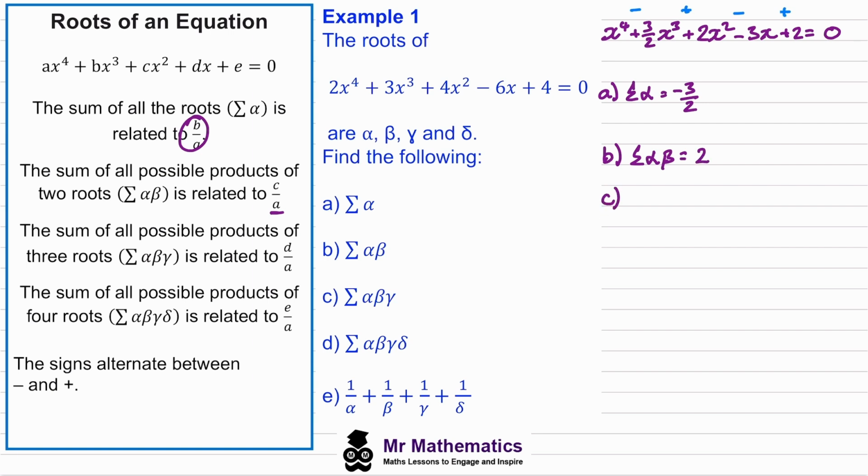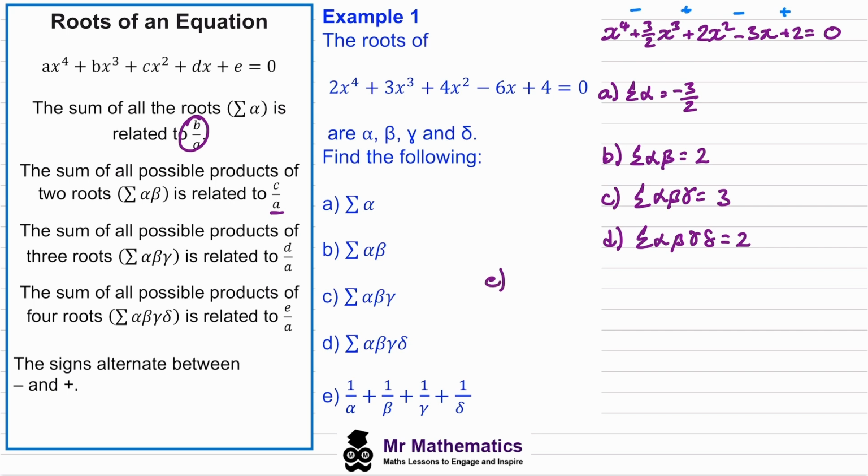For part c, the sum of all possible products of the three roots, alpha, beta, gamma, well, this will be the negative 3, which is positive 3. And then for d, the sum of all possible products of four roots, so alpha, beta, gamma, delta, this will be the positive 2. And we can use these to work out part E.